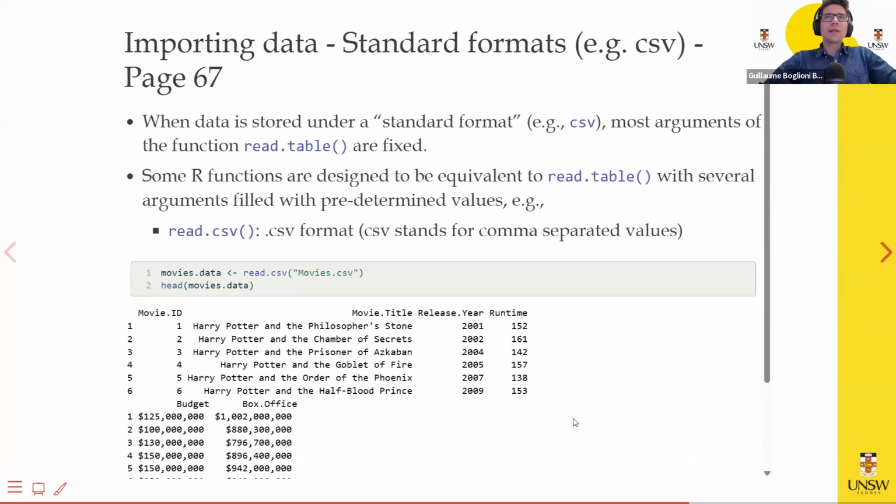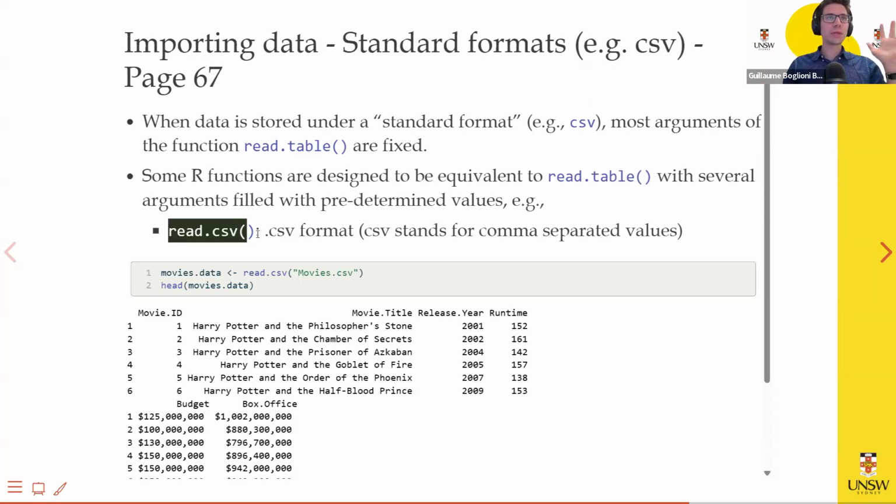Okay, then to import data, there are other functions that can be useful to simplify the syntax a little bit when you have default formats. So for example, if you have a standard format that is CSV, well, most of the arguments in read.table would be fixed. They have a specific value because the format is specifically CSV. So in the case of CSV, it's comma separated values. So let's just see an example.